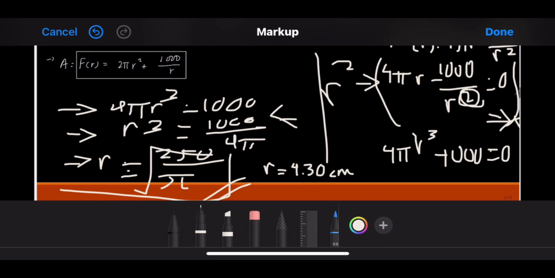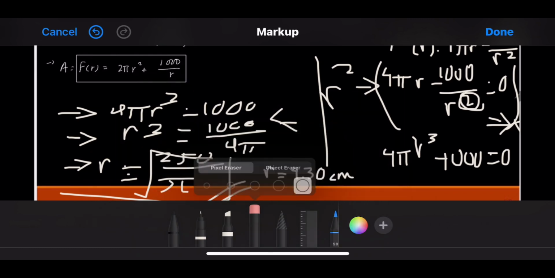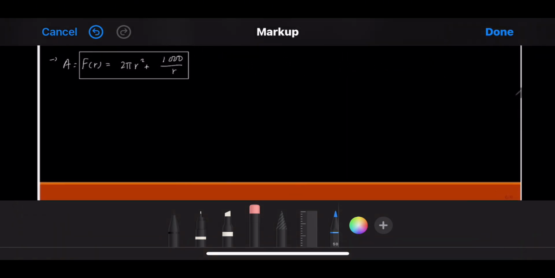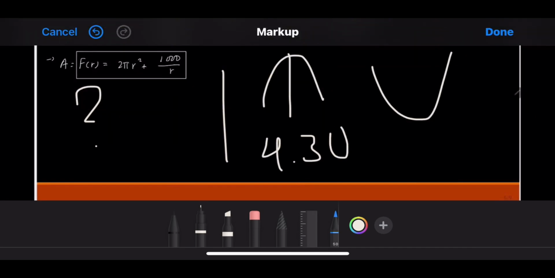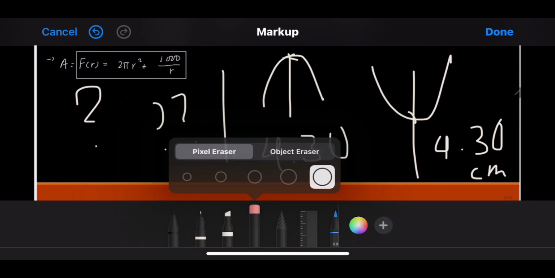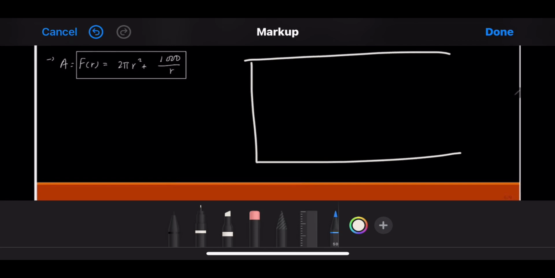So what this tells you, I'm gonna show you that. Just give me a minute. So what does this tell you? We're gonna go for a little table so you can understand. First of all, we need to know how it looks on the graph. So how are we supposed to know that? We need to know where the 4.30 centimeters is, because that's what we get in the answer that we just solved.